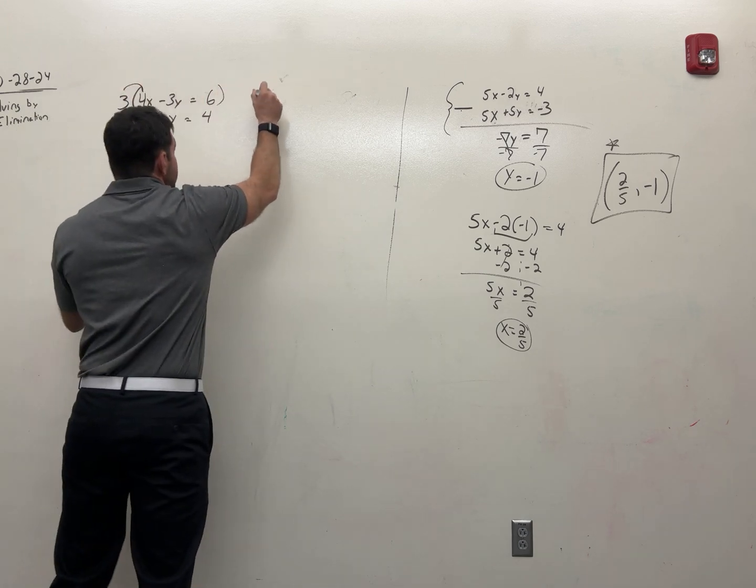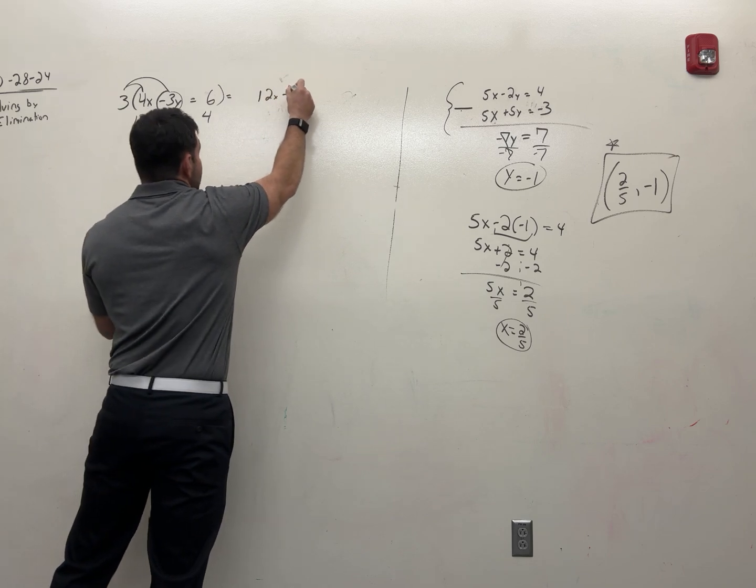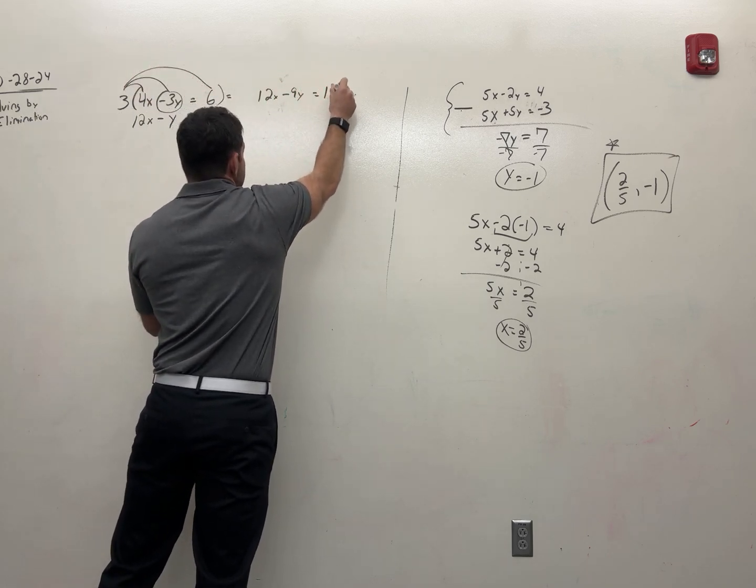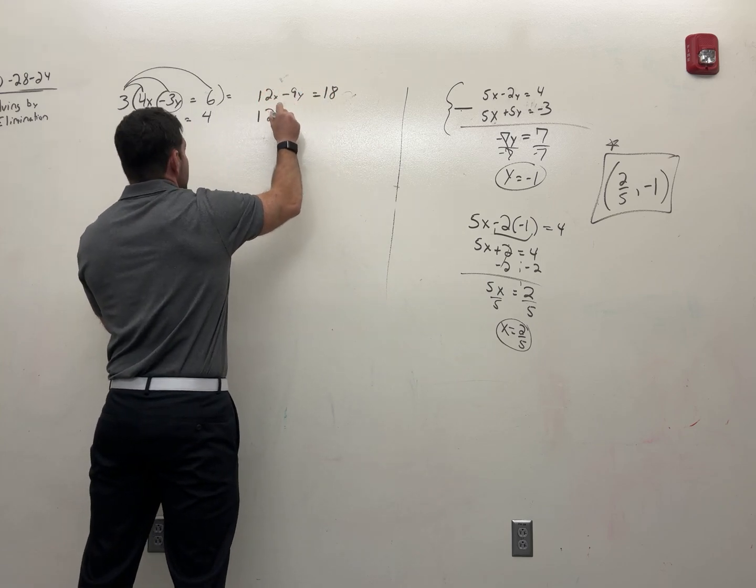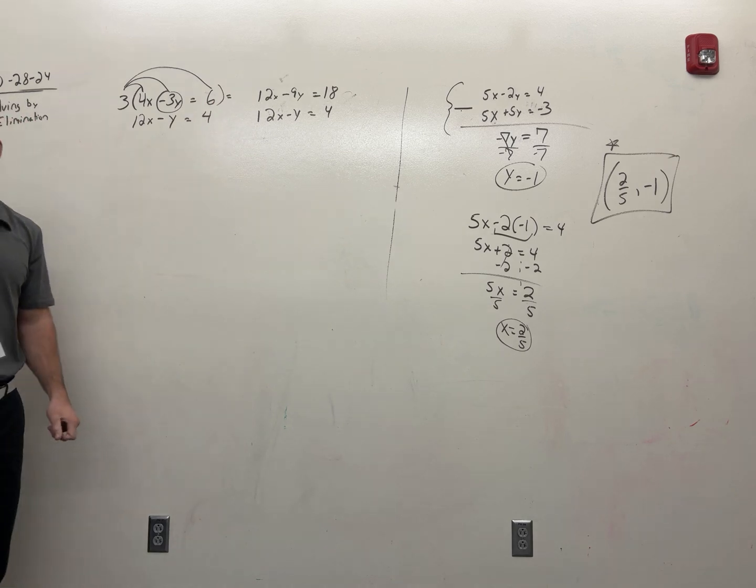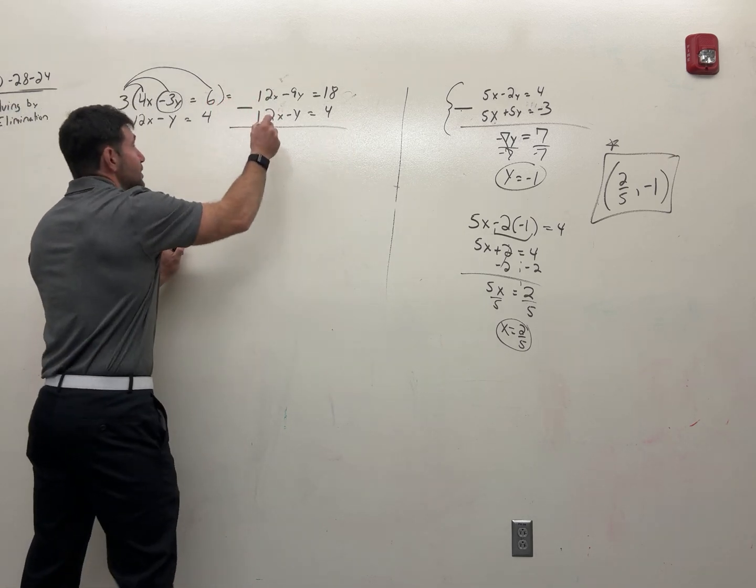3 times 4 is 12x. 3 times a negative 3y is negative 9y. 3 times a positive 6 is positive 18. Then I have 12x minus y equals 4. Adding or subtracting? Subtract. 12 minus 12 is 0.